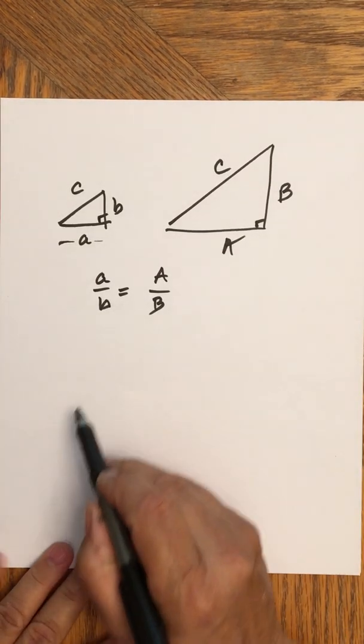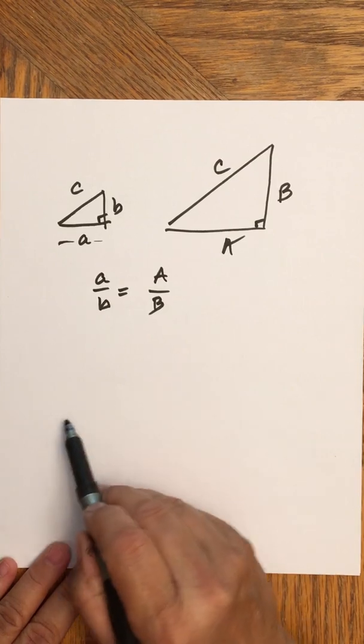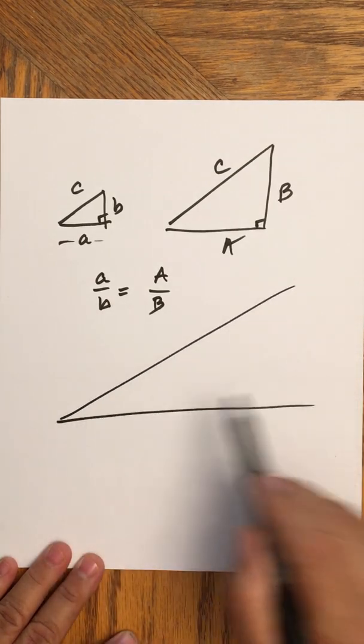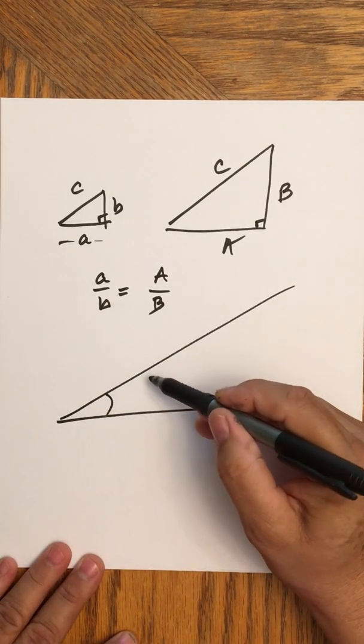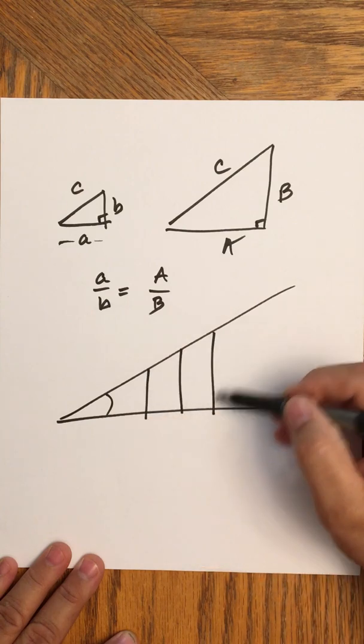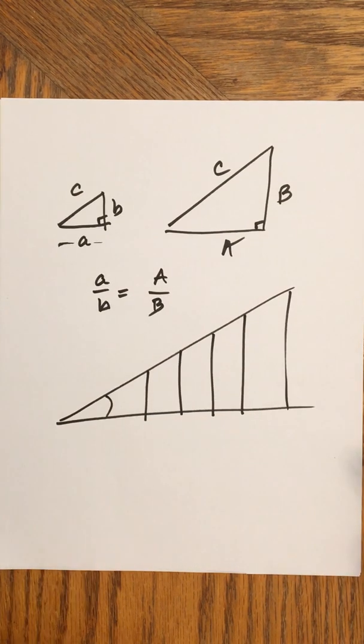So why does that work? Well, for a specific angle, we can create as many right triangles that are similar as we want. It's an infinite thing, right? So that is incredibly powerful. And in one of the videos, let me show you.